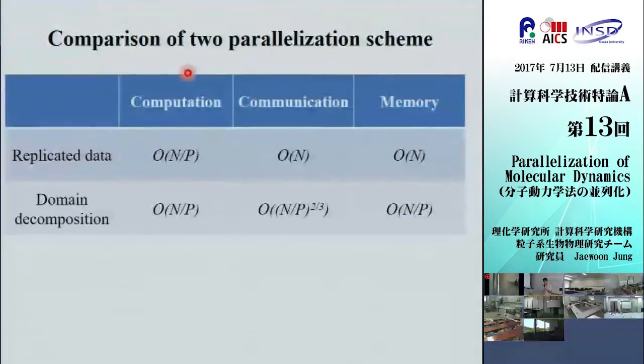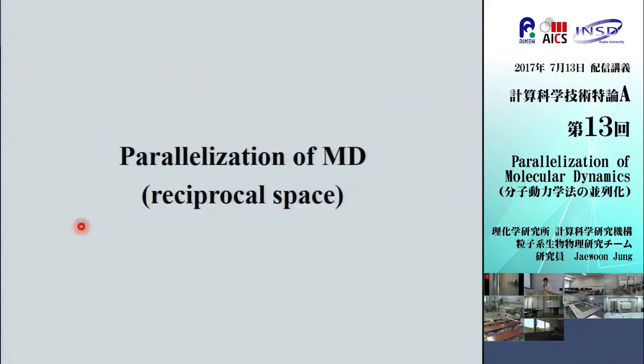So now I compare two parallelization schemes, replicated data and domain decomposition. The computational cost is the same if they are perfectly parallelized. But in the case of communication, domain decomposition requires a much smaller amount of communication, and memory is also small. So if you want to perform a very large system on the K computer, then domain decomposition is definitely necessary. Then how about the reciprocal space?